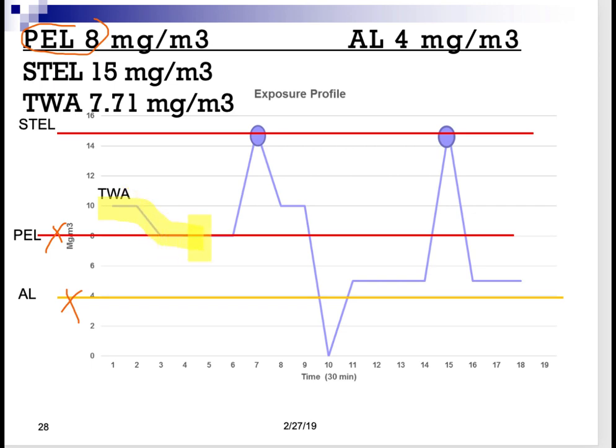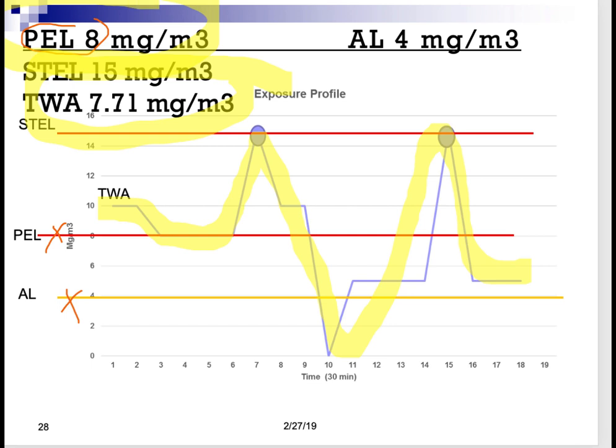Then it drops down to the permissible exposure limit, goes all the way up to our short-term exposure limit, then drops way down below the action limit, comes up again, hits our STEL, our short-term exposure limit, then levels back out. So as long as our time-weighted average, what we're actually exposed to, is less than the permissible exposure limit, the do not exceed value, then the worker is considered within compliance, or the workplace is considered within compliance.